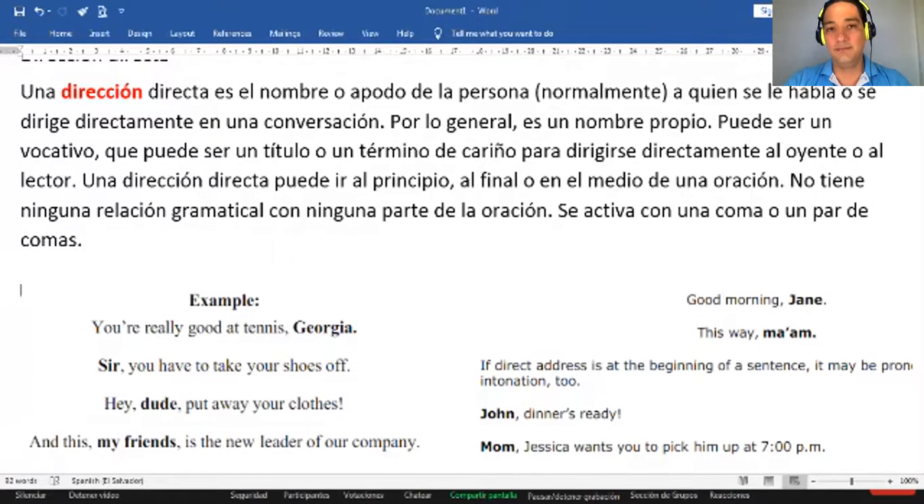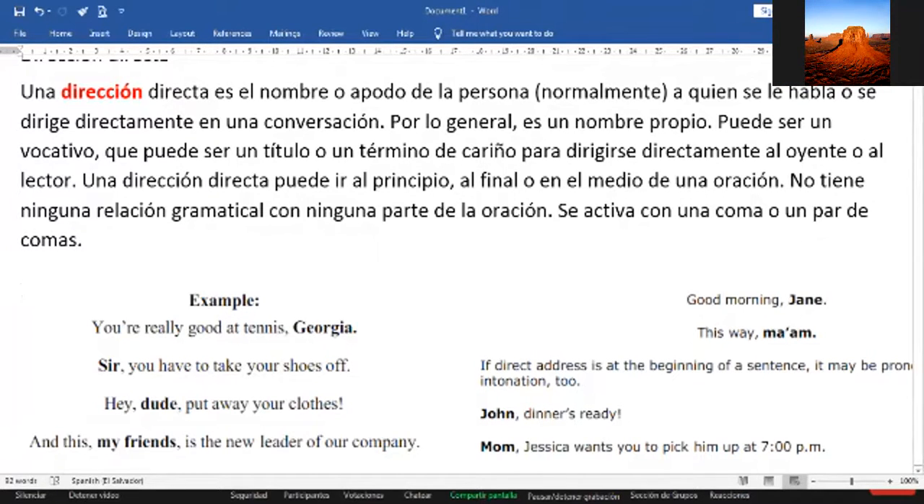Very good. Teacher. And take your shoes off. Es quitárselo, ¿va? Yeah, put away your clothes. Sería poner a un lado tu ropa. Take your shoes off. Quítatelos. Exactly. Okay. You have to take your shoes off. Y la pronunciación en caso donde dice Jessica wants you to pick him. Me cuesta pronunciar eso. Pick him up. Up. Him.